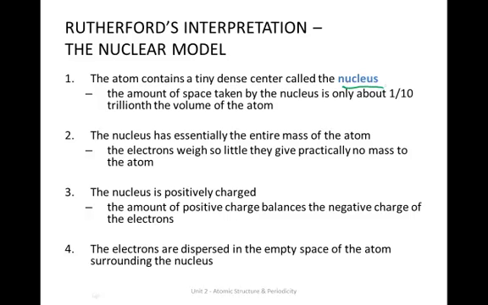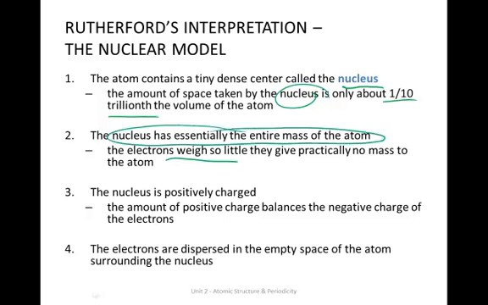Now, because of the ratio of the alpha particles that came back to the ones that got through, they knew that the atom is mostly empty space, or electrons, and the nucleus only takes up about 1/10,000,000,000th of the volume of the atom. Because the electrons weigh so little, they give almost no mass to the atom, so the nucleus has essentially the entire mass of the atom. We also know that the nucleus is positively charged because of the large angle deflections, because of repulsion. And the one thing that J.J. Thomson got right was that the electrons are dispersed in the empty space of the atom surrounding the nucleus.